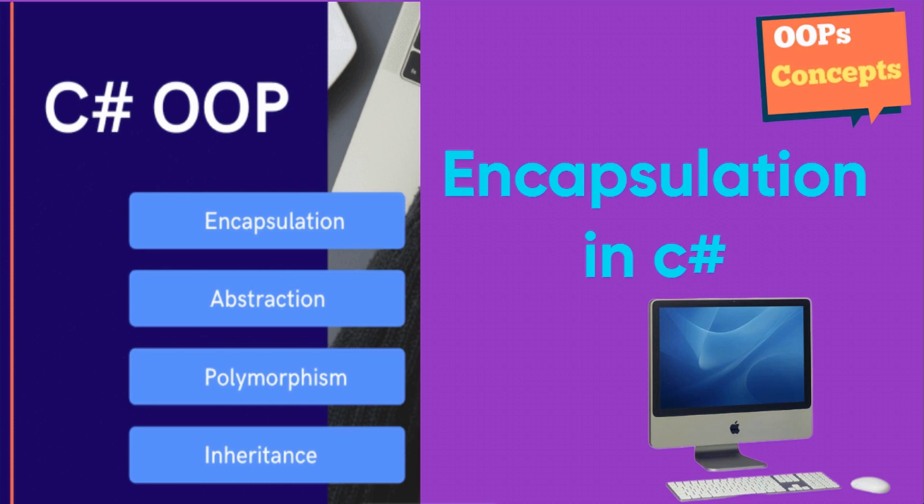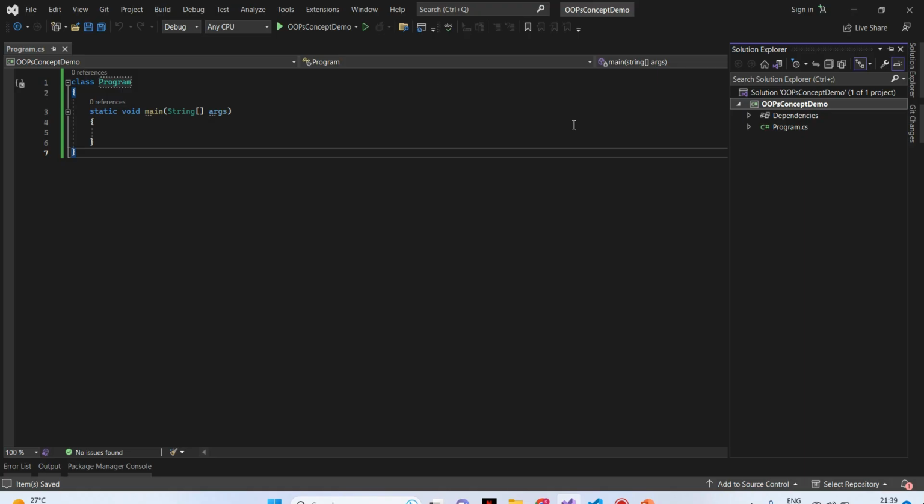Let's dive into the programming part and see how we can achieve encapsulation in C#. I'm using Visual Studio for the demo. Here is my console application. In this example, I'll create a bank account class where we have various properties such as account number, balance, and so on. Then we'll encapsulate the balance property and ensure that it can only be modified in a controlled manner to maintain the integrity of the account. So let's start with the demo.